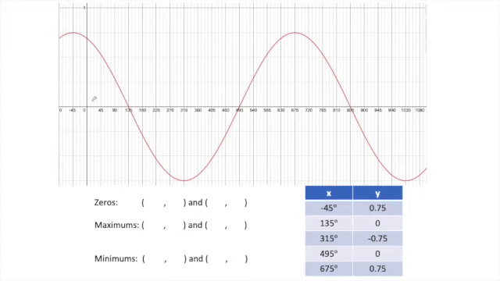So when you graph, remember that this is 0 and 1, because we're compressing our graph a bit. So this would be like 0.25, 0.5, and then this line is 0.75 here at those points. So just be careful there when graphing. You're going over negative 45 degrees and up to 0.75, 135 at 0, 315, negative 0.75, 495 back up to 0, and then 675 up to 0.75.